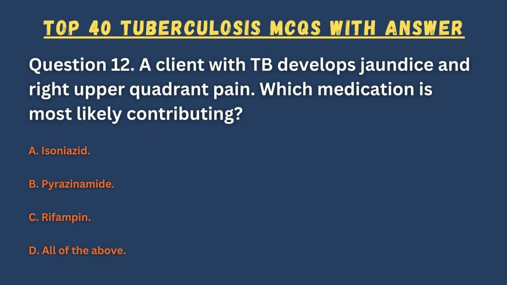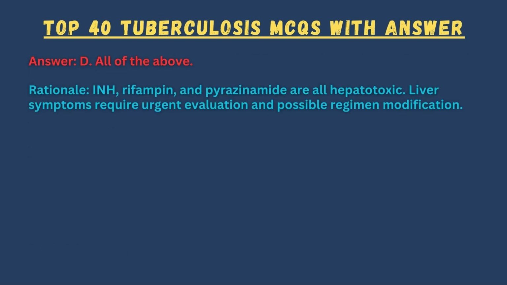Question 12. A client with TB develops jaundice and right upper quadrant pain. Which medication is most likely contributing? A. Isoniazid. B. Pyrazinamide. C. Rifampin. D. All of the above. Answer: D. All of the above. Rationale: INH, rifampin, and pyrazinamide are all hepatotoxic. Liver symptoms require urgent evaluation and possible regimen modification.